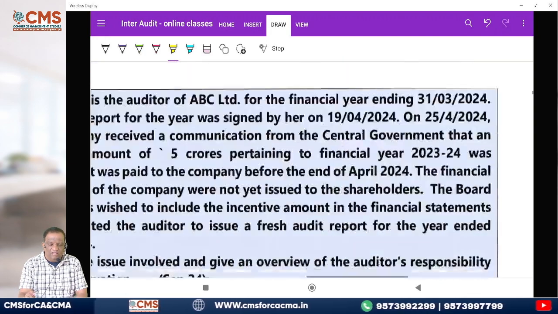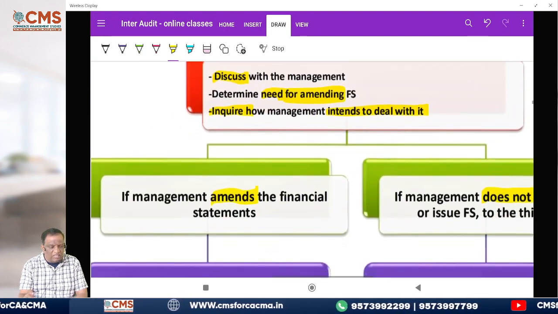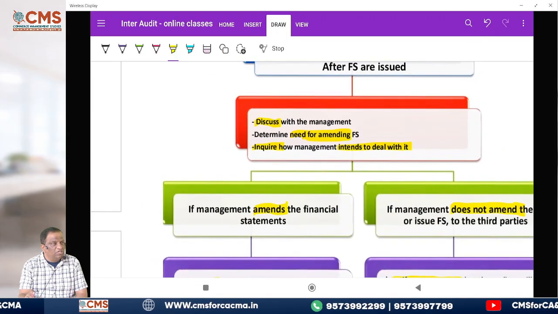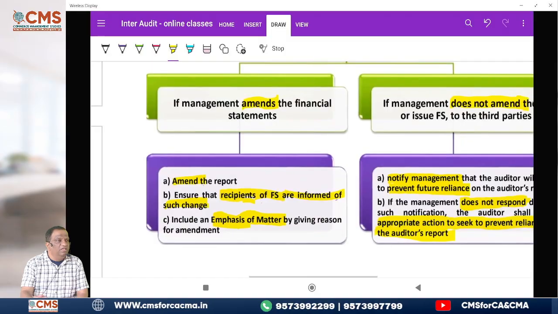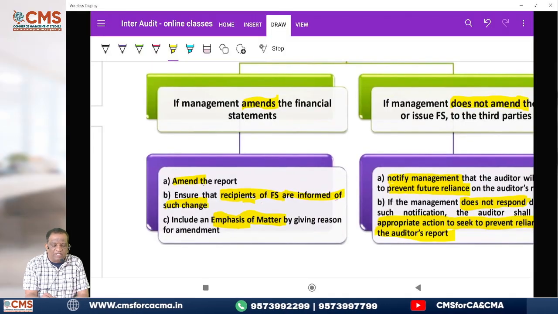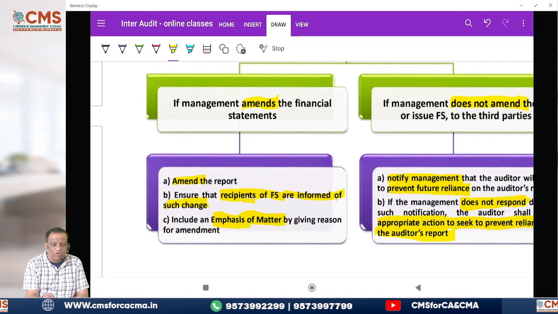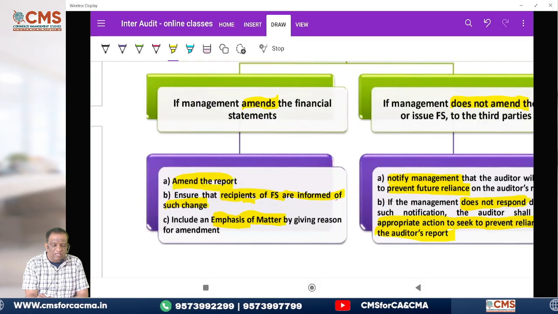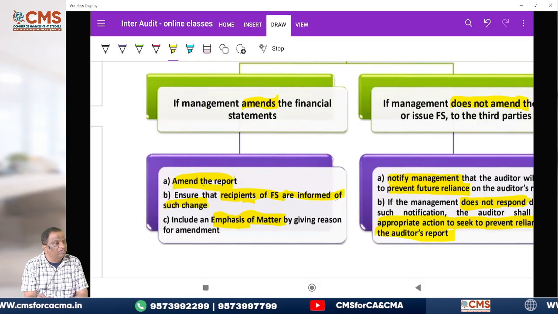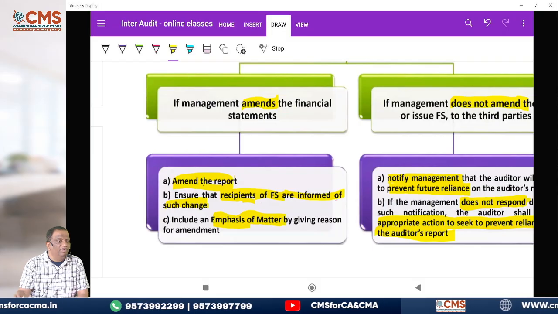In the third scenario, everything is the same. That is, after the financials are circulated, everything is the same. But the only difference is here you are issuing an amended report because one set of the report is already with them. So you are issuing an amended report, and you also have to tell the readers what had happened, why you are giving this amended report, in the form of an emphasis of matter.